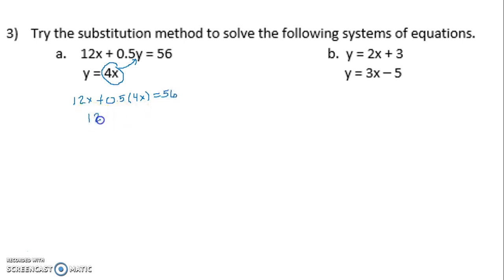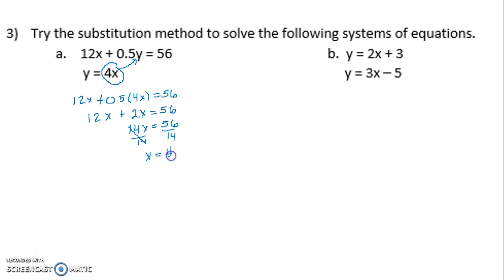So 12x and 0.5 times 4 would be 2x equals 56. Add my like terms here, so 14x equals 56. Divide both sides by 14. And I get x equal to 4.